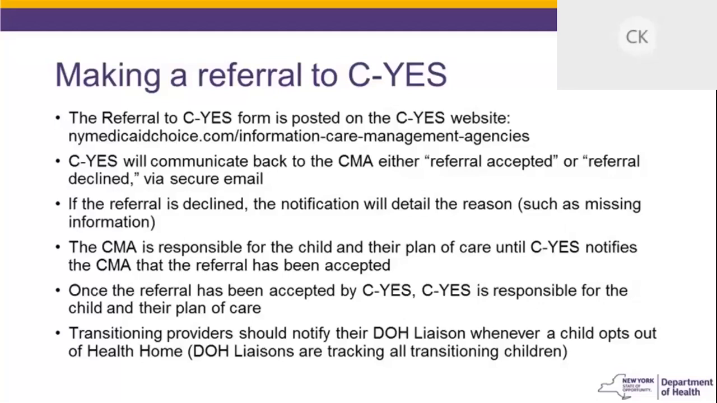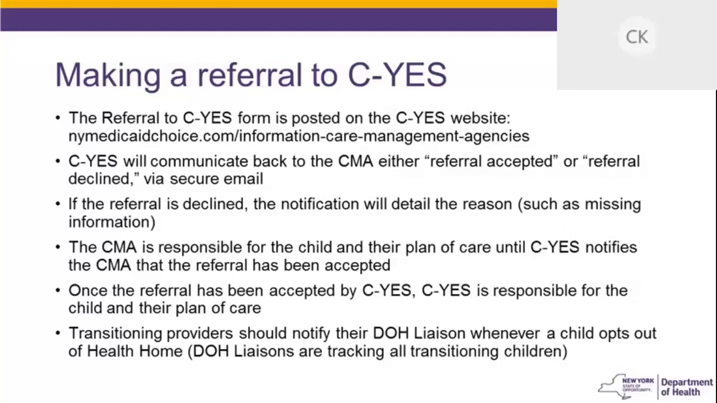Transitioning providers should notify their DOH liaison whenever a child opts out of health home, because the DOH liaisons are tracking all transitioning children. This is really important, and we continue to repeat ourselves here: don't wait till March 31st to send over a referral of an opt-out child, because if you do not get an acceptance of their referral from CES, then that child has not officially transitioned, and if that is not completed by March 31st, then they will lose services. So make sure you complete the packet accordingly and send it over to CES when you're ready and not wait till the last minute, because if you are missing something and you need to gather more information, you want to have the necessary time to do that so you can properly transition the child.